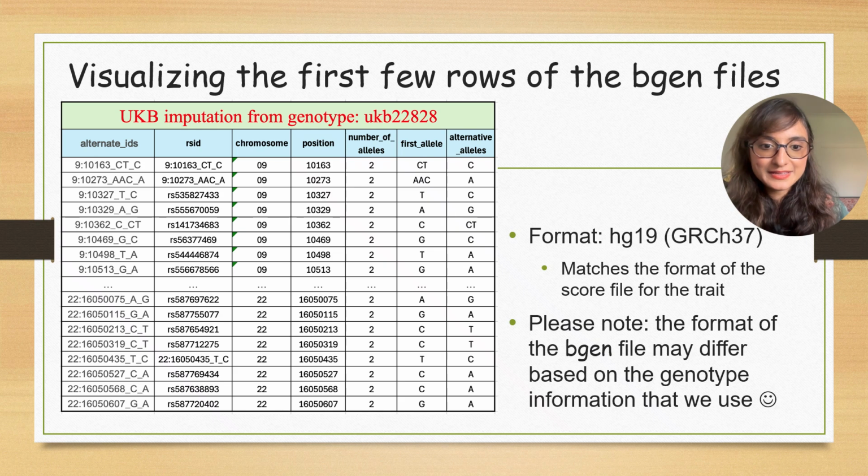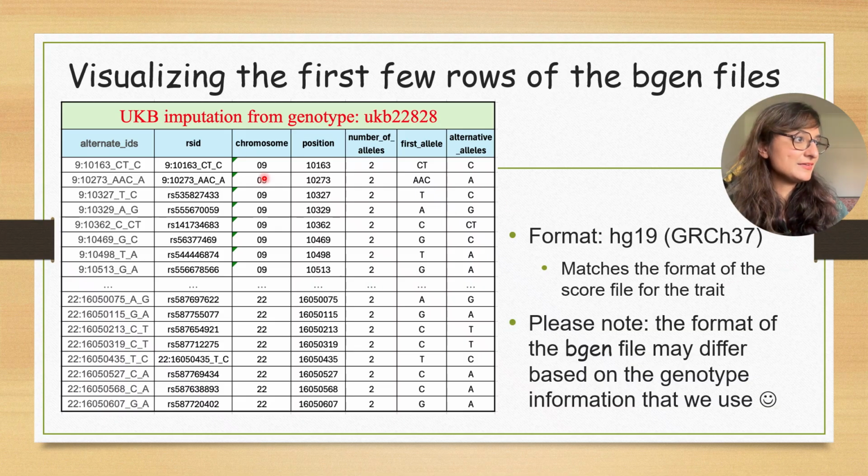So you can see here that we are visualizing the first few rows of the BGEN files, HG19, GRCH37. So PGSC calculator will also make sure that we match the format of the score file for the trait, and the format of the BGEN file, which may differ based on the genotype information that we're using. So that's also very important.